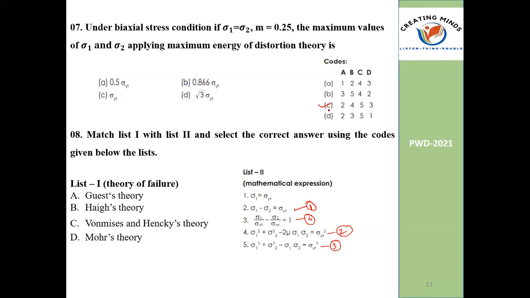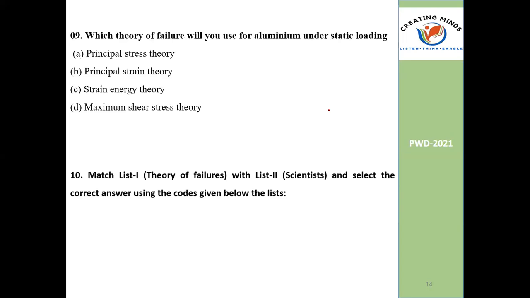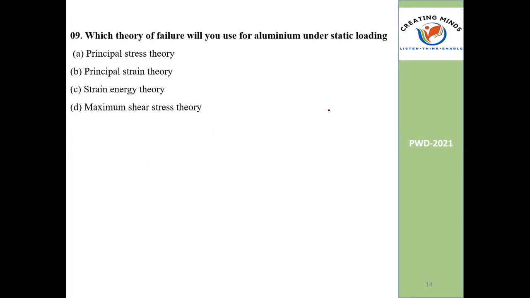You have to remember those things. Next question, please guess. It's very simple. Ninth one. Which theory of failure will you use for aluminium? Aluminium is which type of material? Please guess the first one. Aluminium comes under which type of material?